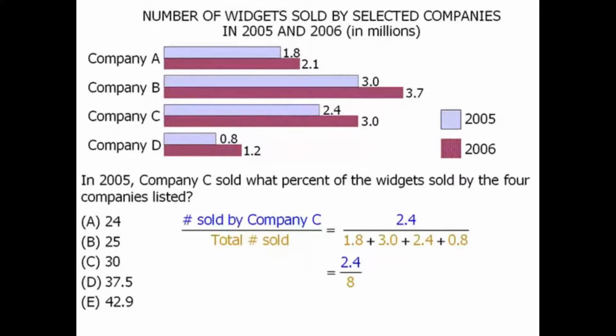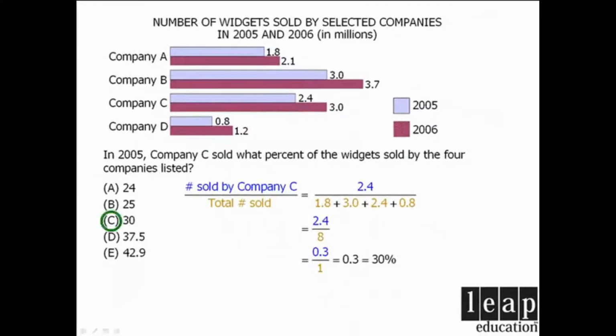We can now convert this to a percent by first dividing top and bottom here by 8 to get 0.3 over 1, which is equal to 0.3, which is equal to 30%. So our answer is C.